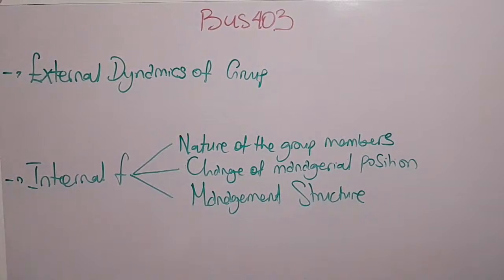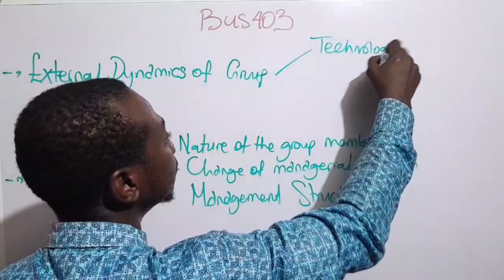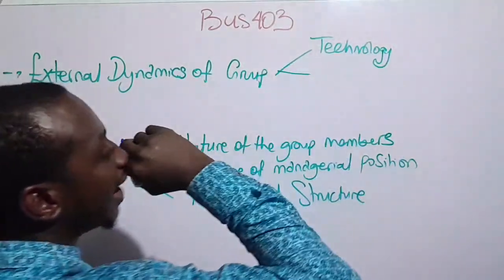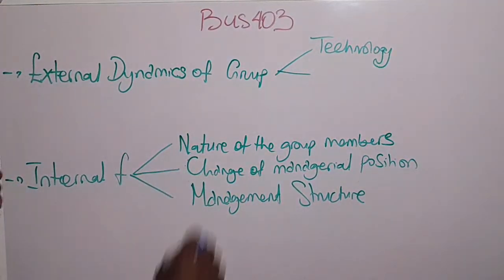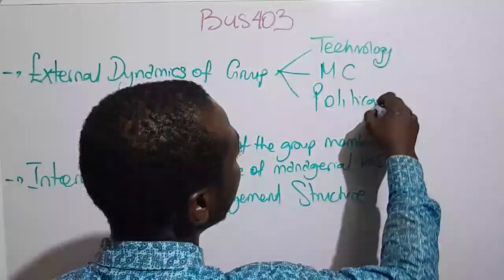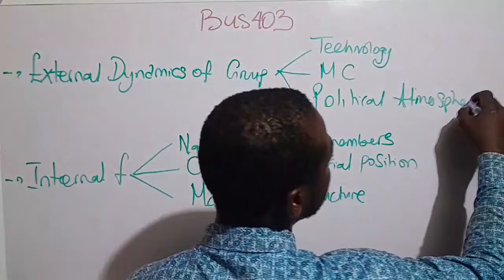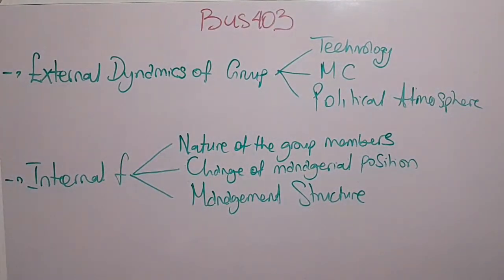For external factors, we have the likes of technology. We also have market condition. We also have the political atmosphere. Market conditions are not static. They change rapidly. Don't forget that competitors are coming out every day, so you have to change your market strategy. Social changes, political forces, political atmosphere. So we have that as that.